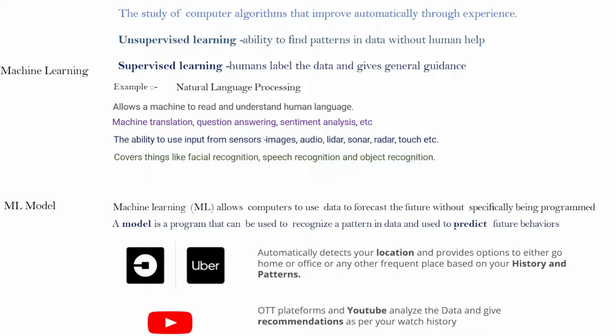Next best example, YouTube and OTT platforms. They analyze the data and give recommendations as per your watch history. So if you are watching some kind of song, it will give recommendations to watch similar ones. If you are watching my part 1 right now, it will give you a recommendation to watch part 2, because that would be the ideal step. Similarly, on other OTT platforms, if you watch an action movie, it starts showing you suggestions for other action movies similar to that.